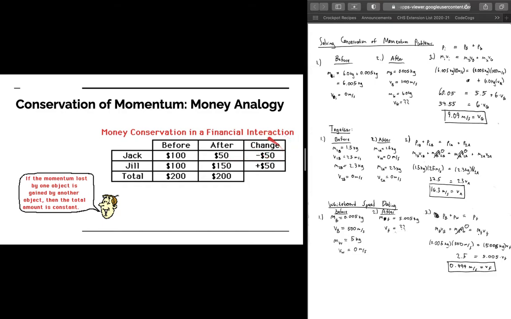So Jack has lost money while Jill has gained money. However, the overall amount of money in the system hasn't changed. This is very similar to conservation of momentum. When two objects collide, say one object is Jack, Jack can lose momentum, but that momentum is not destroyed, it's just transferred to Jill. And so the overall momentum, the sum momentum of the whole entire system, remains the same.